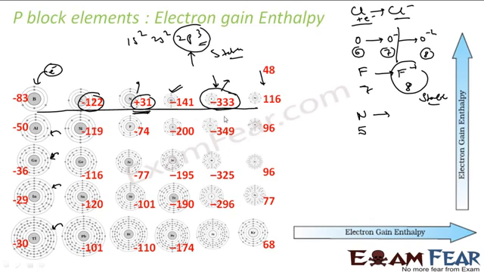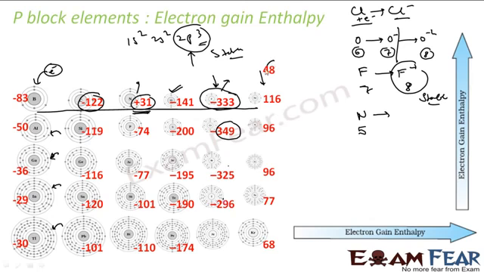For example, here also, fluorine, chlorine, bromine, iodine. This case is different. Chlorine emits even more energy when chlorine becomes Cl minus. But if you talk about bromine, a little less. Iodine, even less.